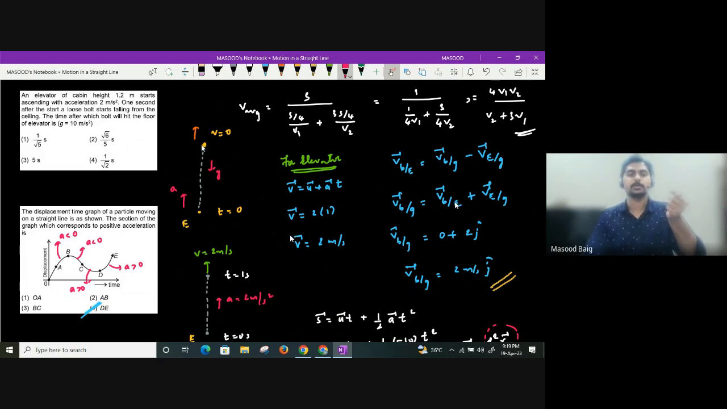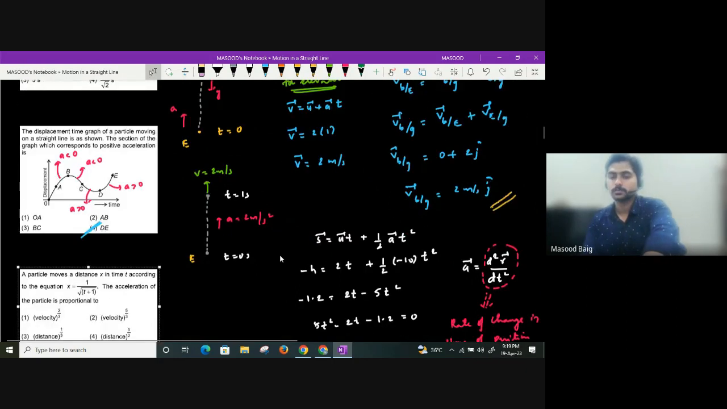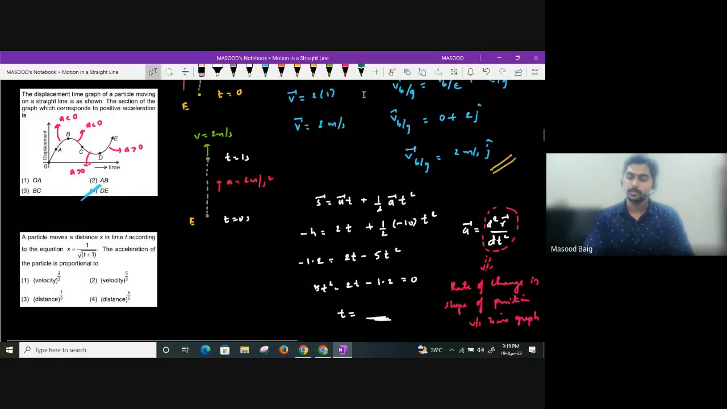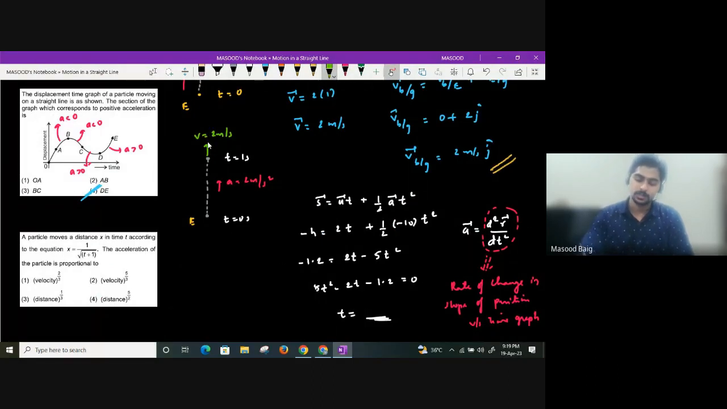So the elevator after 1 second was moving up with 2 meter per second. So the bolt will also, with respect to ground, be moving up with 2 meter per second. So it will be a case of an object projected vertically upwards from a certain height. Clear? Initial position of the bolt will be here, which is at a height of 1.2 meters. So it is projected, so it will follow this particular path, guys. It will again come back at this point.